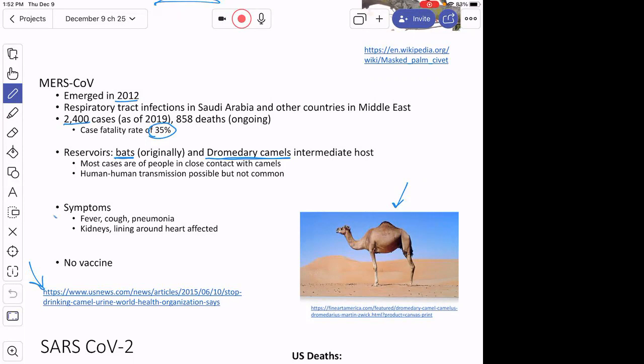Symptoms, it's respiratory, but then other parts of the body can be affected in serious cases, like the kidneys can shut down, the pericardium can be affected. No vaccine, either to SARS or MERS. It seems like maybe they could be working on one that would be similar to the COVID-19 one, but because there are so few cases, that's not something that probably has had a lot of money dumped into it yet.